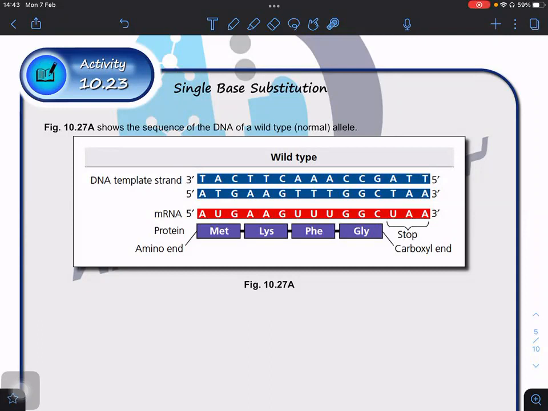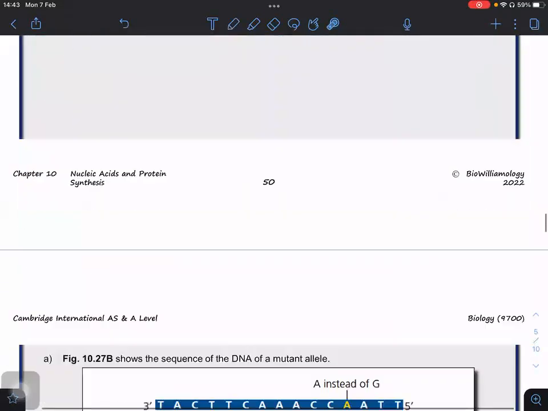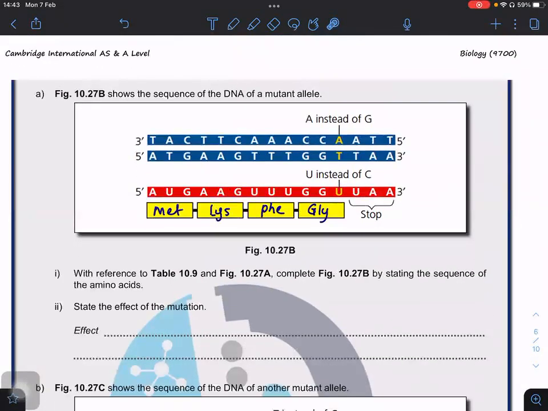Okay, MLPG in this case. Now, what will happen if TAC, TTC, AA, CCA instead of CCG? Now, you check back the DNA triplets, codes there. You'll realize that CCA and CCG, both of them code for glycine. So in this case, we do know that it's a silent mutation.